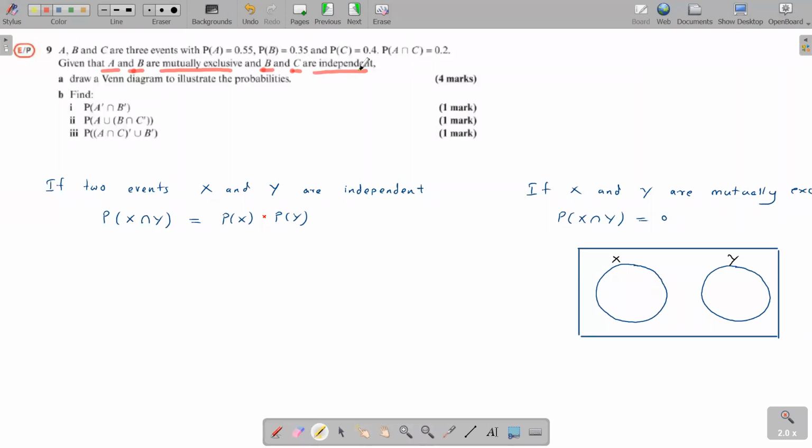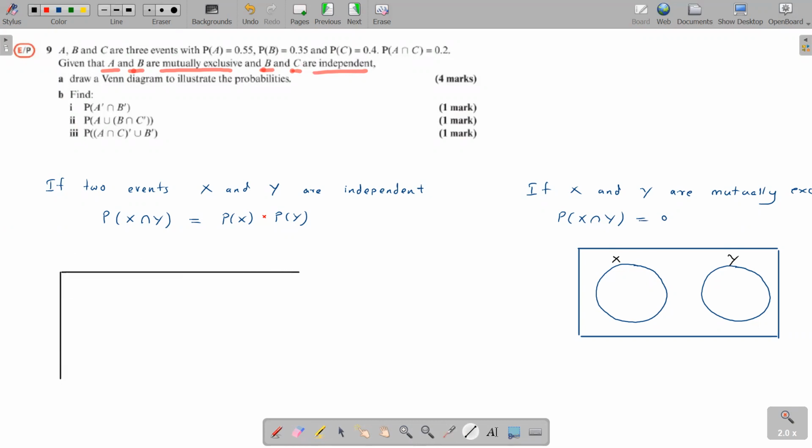A and B are mutually exclusive means, if you think of the Venn diagram, the circles A and B don't intersect. There is no intersection at all. B and C are independent. So independent means there is an intersection, because there should be an intersection. So if you think of the circle, let me draw this.